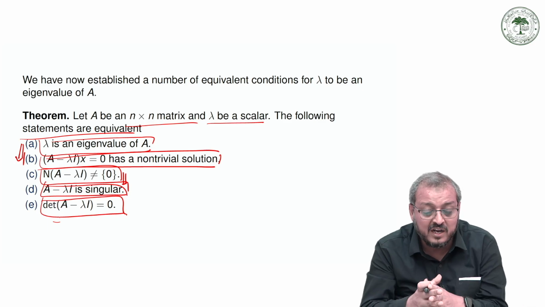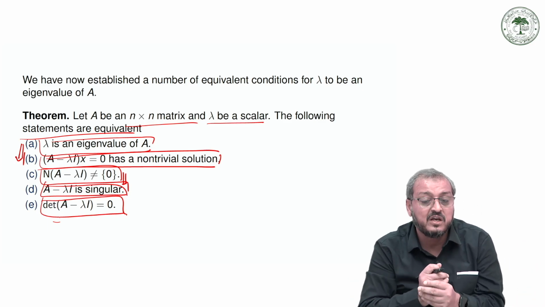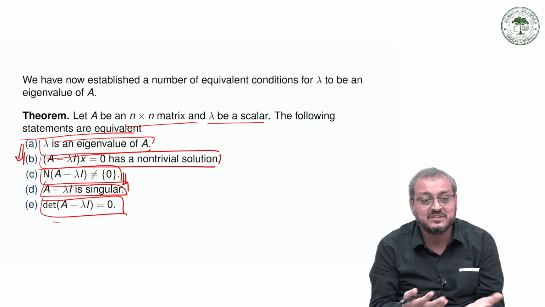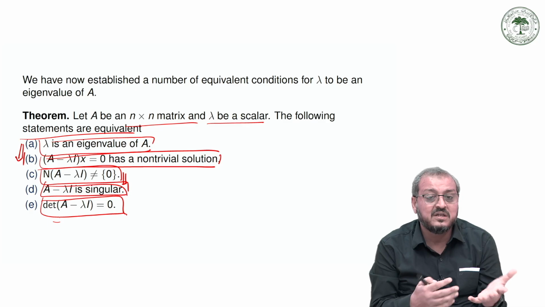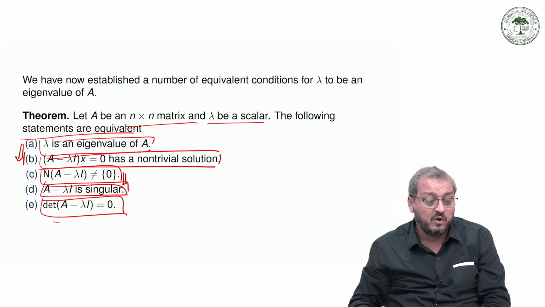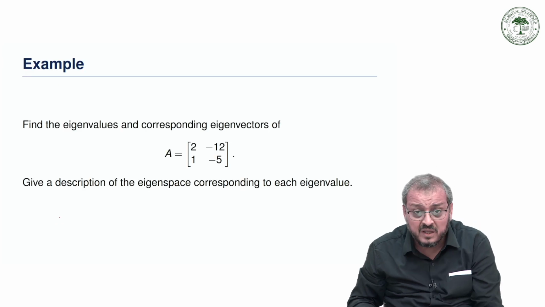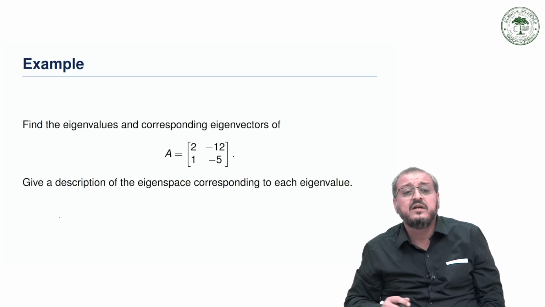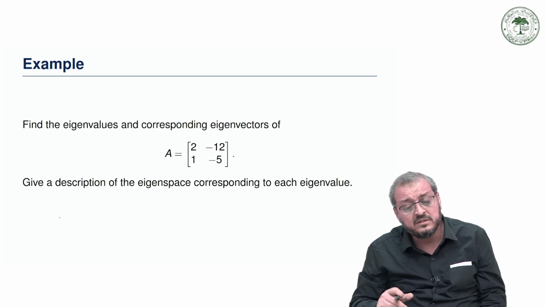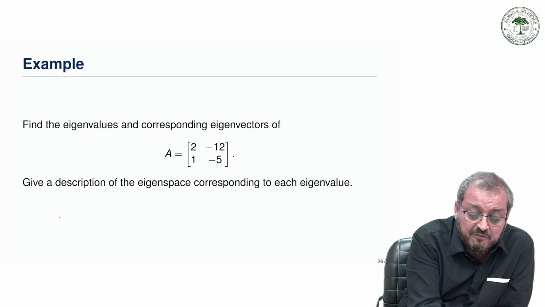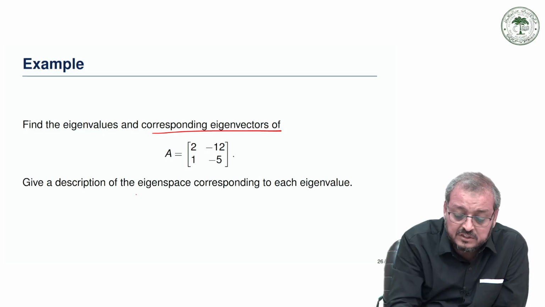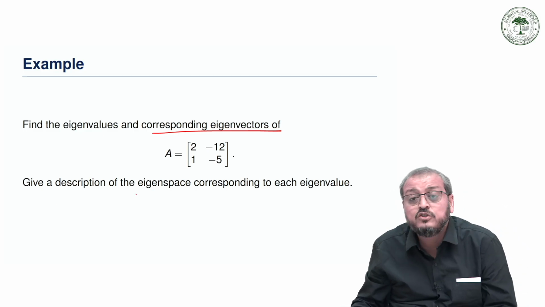So this means to find whether lambda is an eigenvalue, we can find the null space of A minus lambda I and show that it is not the zero subspace. Then we can say that lambda is an eigenvalue of A, and we then calculate the corresponding eigenspace. Okay, now let us start with one example and discuss it in detail. Find the eigenvalues and corresponding eigenvectors of this matrix, and give a description of the eigenspace corresponding to each of the eigenvalues.